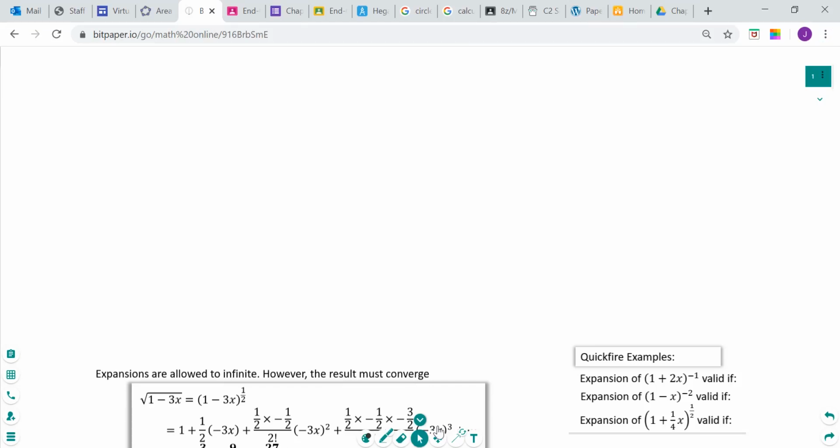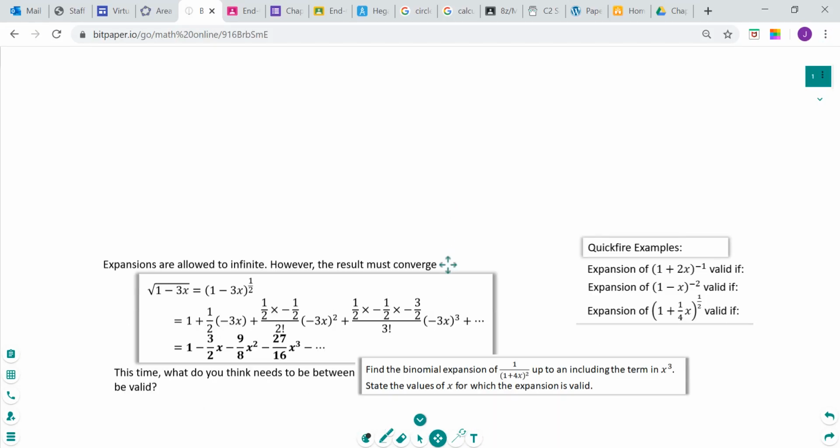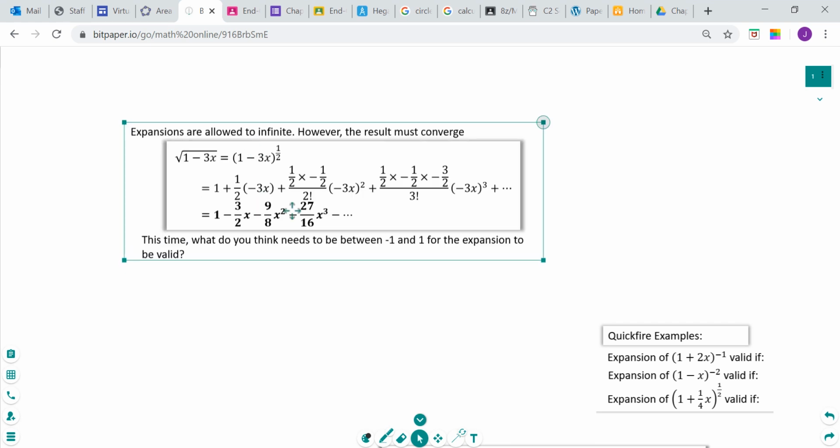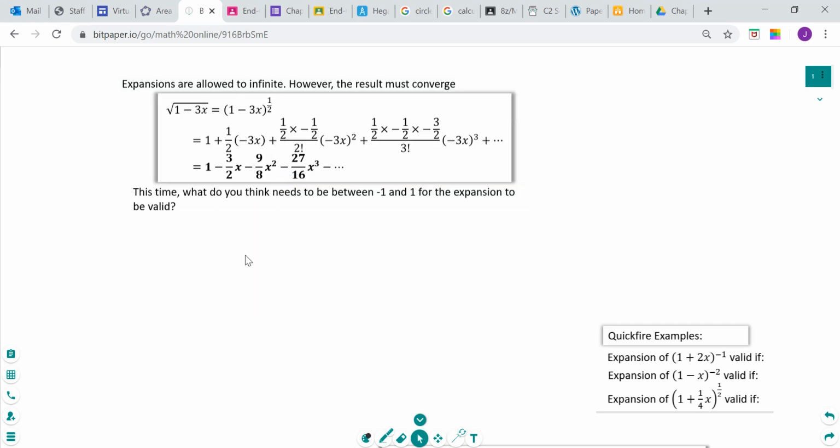We're now in a position to almost answer some questions. Just to finish off what we had before, we just heard that expansions are allowed to be infinite, however, they must converge, and that has some restriction about x. So let's have a look at this case here. It's done for us already, but it says, when will this be valid?